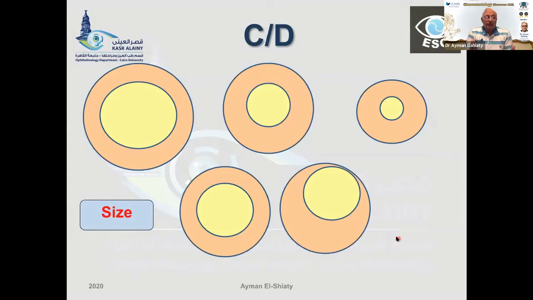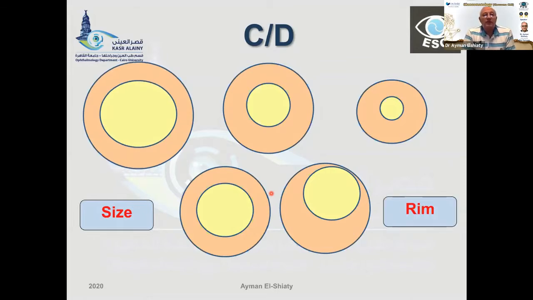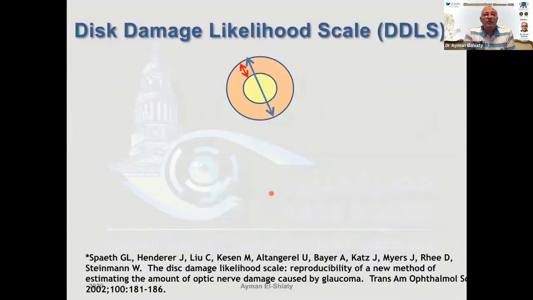These are discs of the same size and of the same cup disc ratio. But if you look here, you'll find the rim is very thin, and here the rim is not that thin. So these two discs do not have the same likelihood of having glaucoma. So the cup disc ratio does not consider the rim, although, as Dr. Ali has just said, the rim is the most important part of the examination.